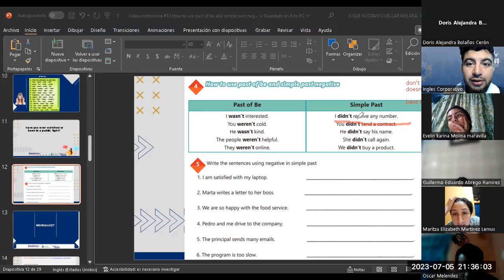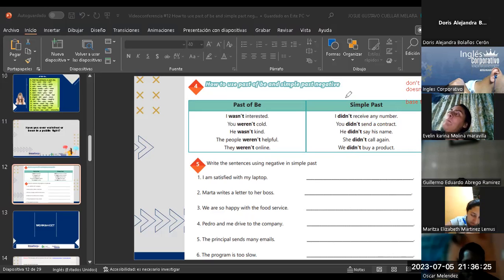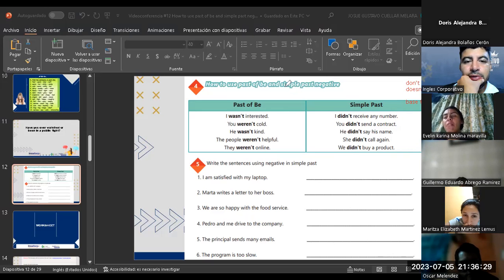Si lo hiciéramos en afirmativo, receive es un regular y debería de tener una D. Pero como solo lo queremos hacer negativo en pasado, didn't, and voila. Bingo. Así que I didn't, you didn't, todo didn't. Y el verbo en su forma base, así como lo encuentran en la lista de verbos que les envié o en el diccionario. Okay? Let's listen to some of you and we're going to start with Oscar, please.